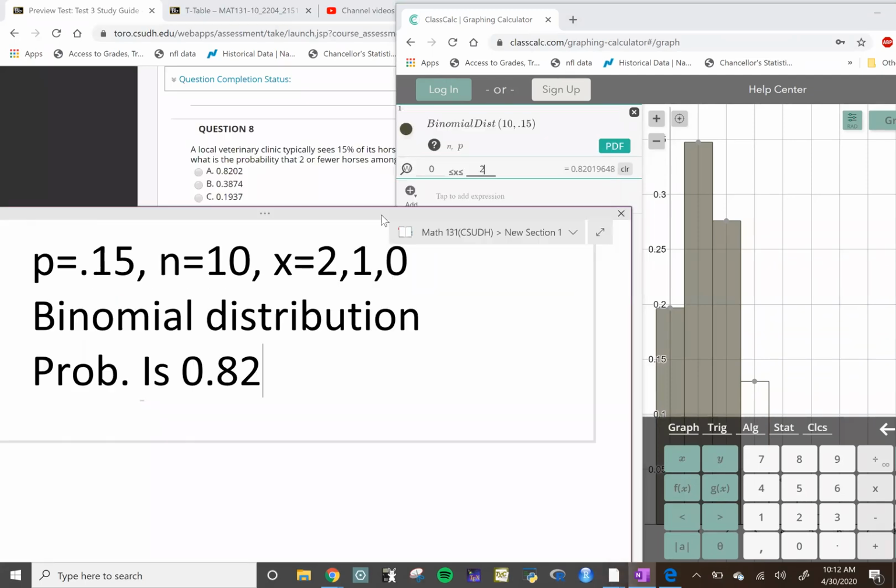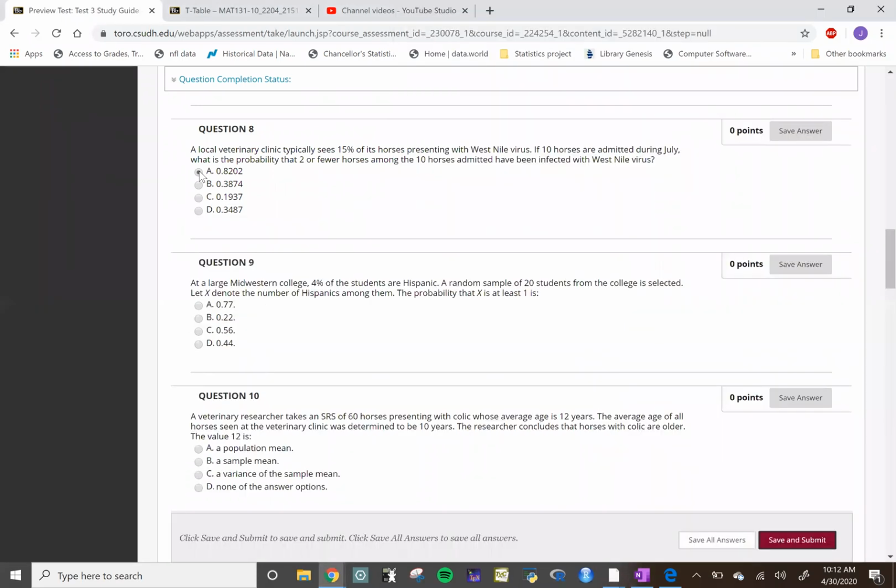So if you look at it, the answer for this one should be A. And let's save the answer. Right. Any question on how to deal with ClassCalc?